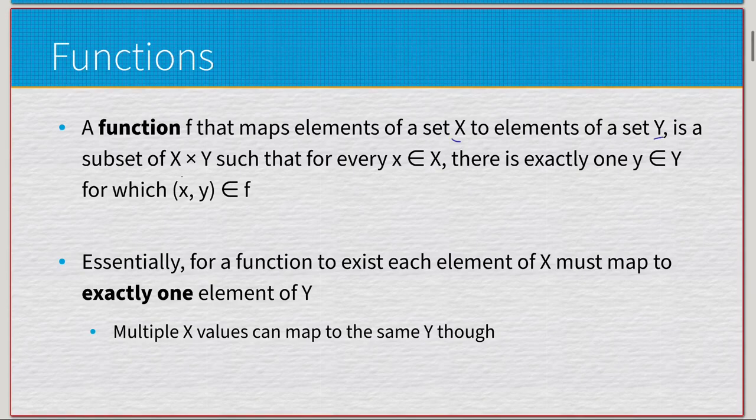Now, a function f that maps elements of a set x to elements of a set y is a subset of the cross product of x and y. That said, for every element of x, there's exactly one element of y for which a pair, or an ordered pair (x, y), is an element of the overall function set f.